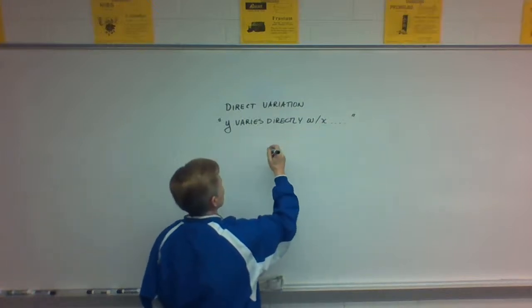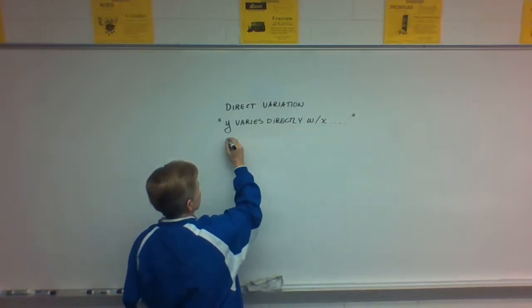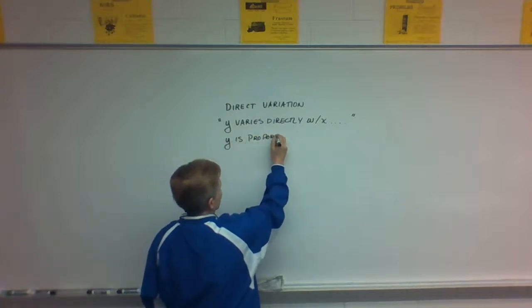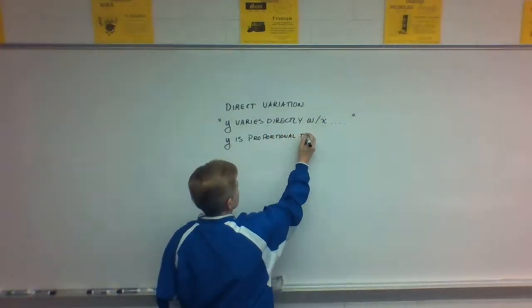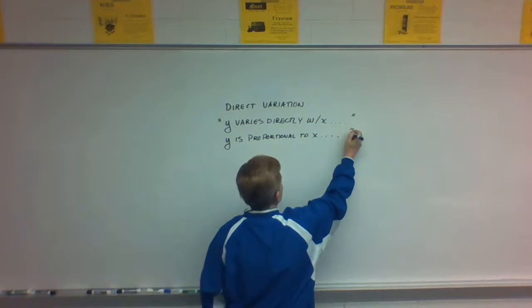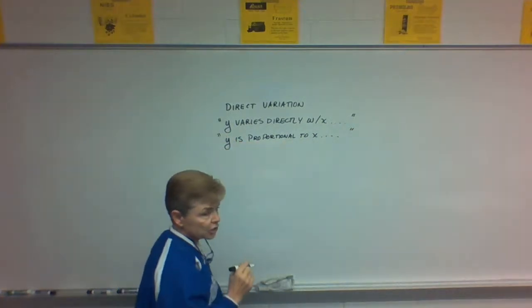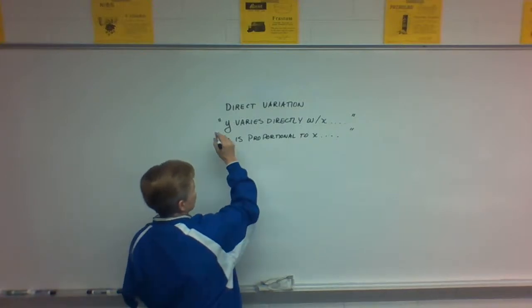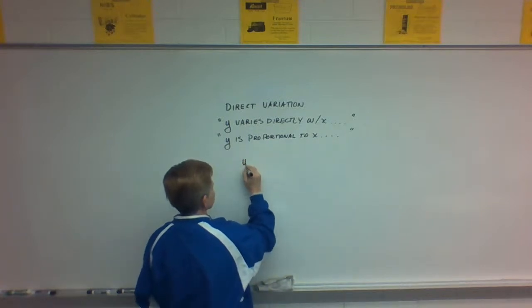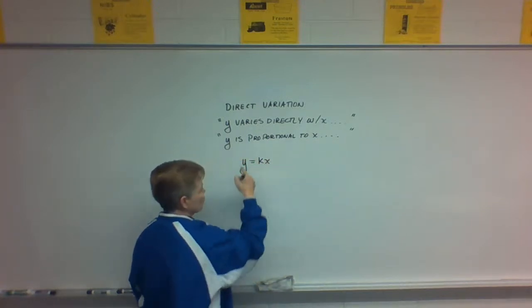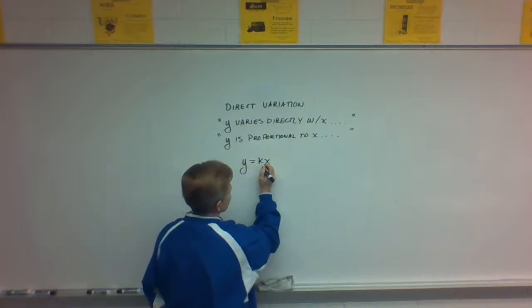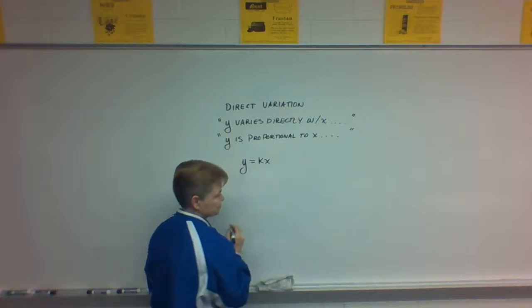But this is the phrase you need to look for. The other one that would be just exactly like this would be saying Y is proportional to X, and then some other stuff. Both of those mean exactly the same thing, and it means a direct variation. These are the equations that go with it. If you see this, this is what you write. Y varies. Varies is a verb. Verbs in math are equal signs. Y varies directly tells you you're going to multiply some constant number times X.